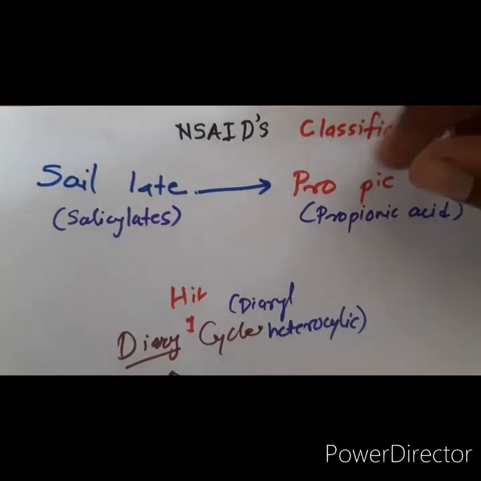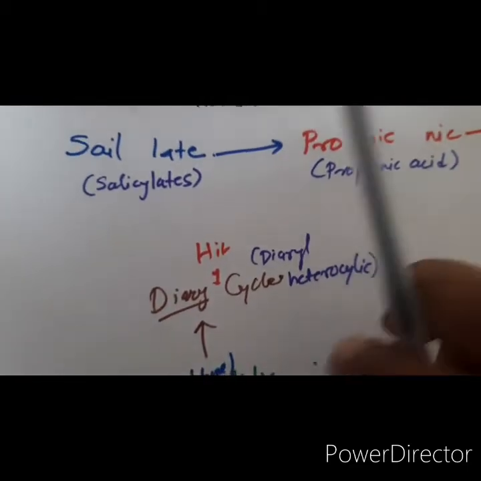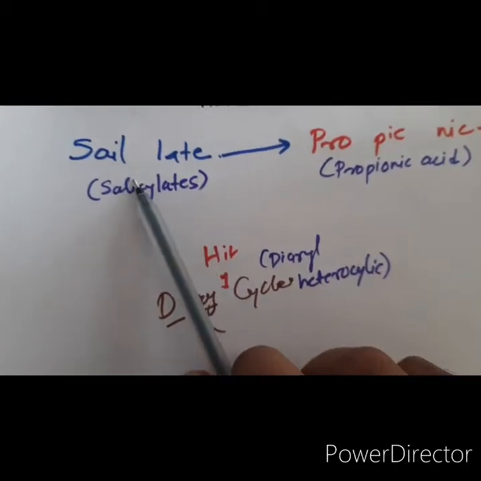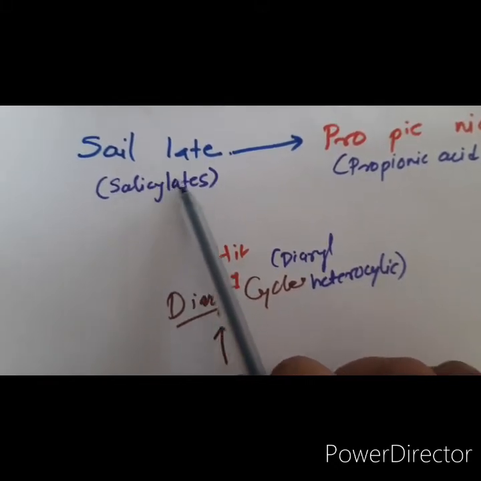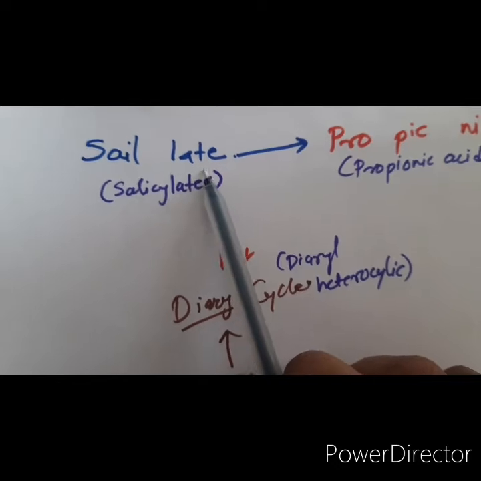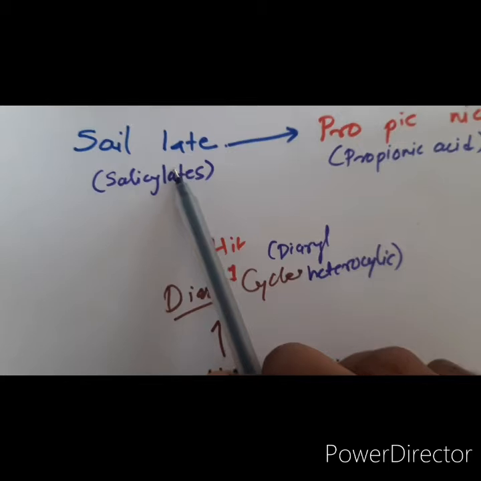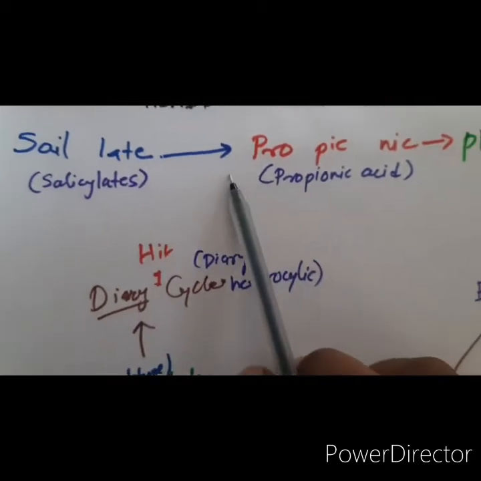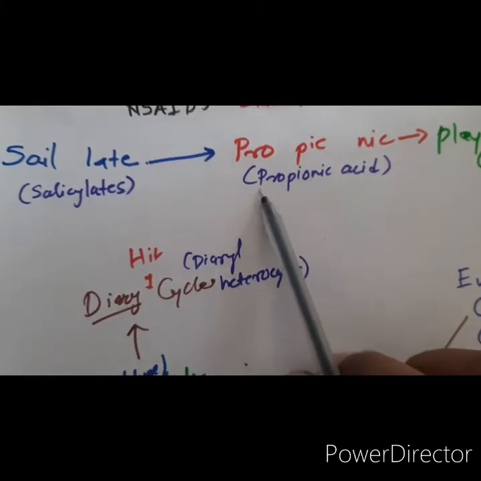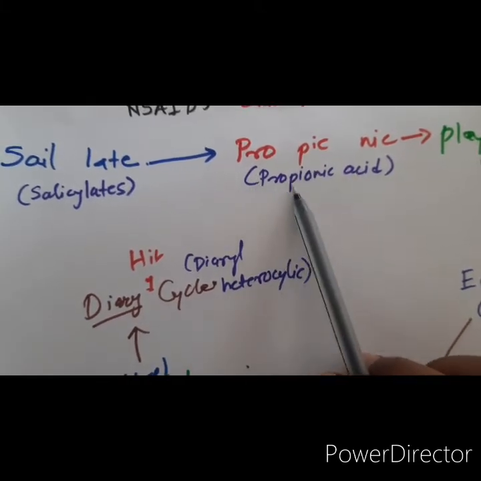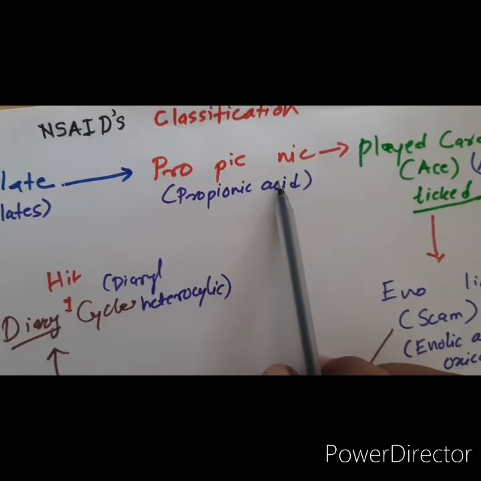So, the thing is like this. You have to imagine that you are sailing, meaning traveling by ship. Somewhat late it is. You are sailing late, meaning it is related to salicylate. For what? For picnic, for picnic. So propionic acid. Okay, so you travel for a picnic.